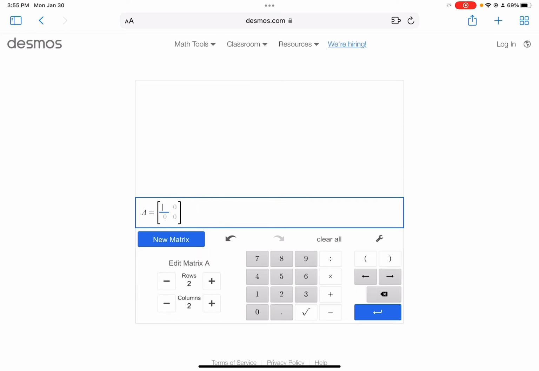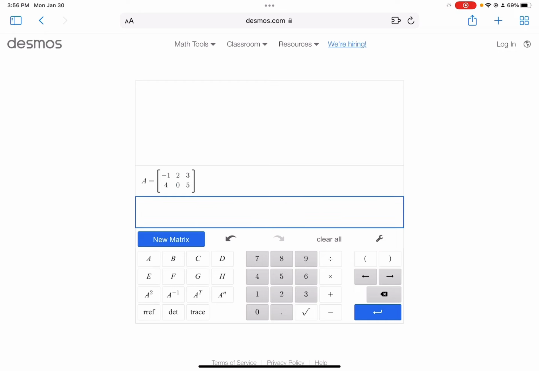They're calling this one A. And remember, A had 2 rows and 3 columns, so I'm going to make that a little bit larger. I'm going to enter those values, negative 1, 2, 3, 4, 0, 5. And so I've got matrix A in there. I'll just hit enter. It'll save that.